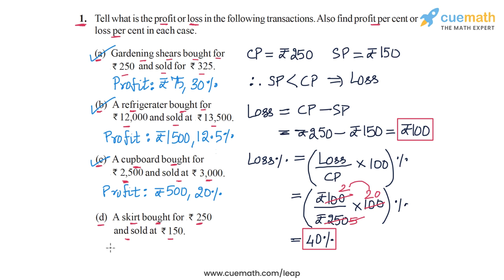So let's write this below part D. The answer is that a loss was made, a loss of rupees 100, which corresponds to a loss percentage of 40%. So that's the answer for part D. And with this, we have completed question number 1.